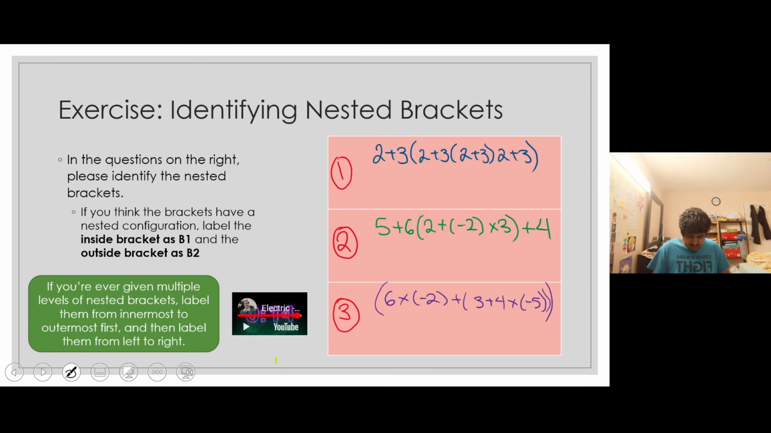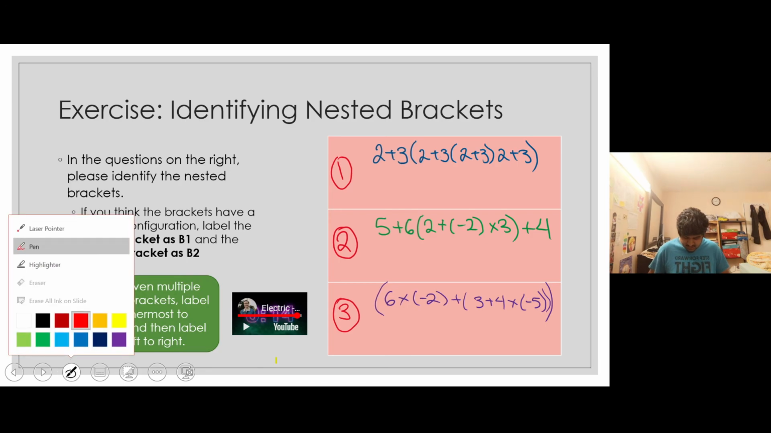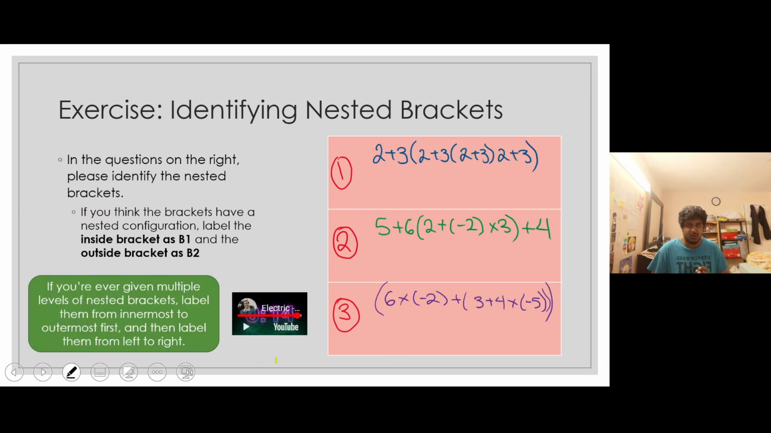So the first question here, we have a series of things going on. So let's go ahead and take a look at that. First of all, on the outside, I do see a bracket, right? There's no doubt that that's a bracket. Obviously, we have a whole bunch of operations in there. We have a bunch of additions specifically, right? So that is definitely a bracket. And because it is an outside bracket, we are going to label this as B1, right?